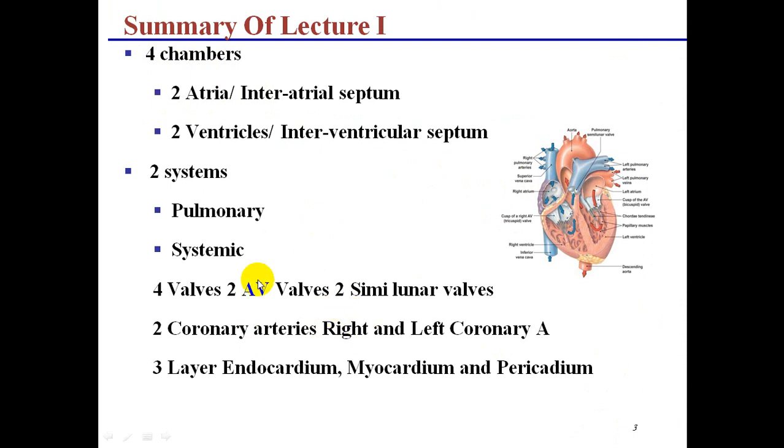The atrioventricular valves are the bicuspid mitral and the tricuspid valve. The semilunar valves are the aortic and pulmonary. There is the coronary circulation, composed of the right and left coronary arteries. And the layers of the heart are the endocardium, innermost; the myocardium, the bulk of the heart; and the pericardium, the outermost.